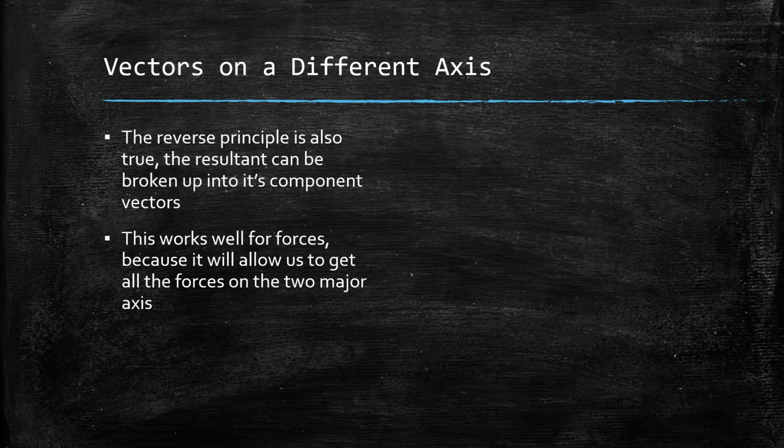And how this is going to help us is if we have things all over the place, we want to bring it all down to the two major axes, the x and y axis. For instance, we have a boat trying to go across a river. It has one force acting that way, maybe a wind, some drag working on it this way, and its engine pushing in this direction.